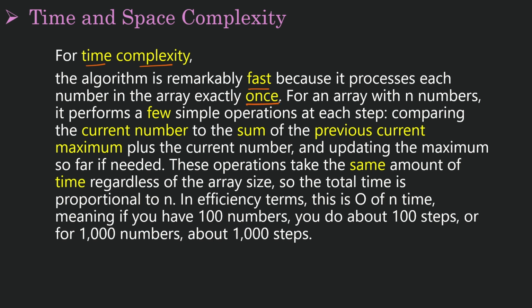For an array with n numbers, it performs a few simple operations at each step, comparing the current number to the sum of the previous current maximum plus the current number, and updating the maximum so far if needed. These operations take the same amount of time regardless of the array size, so the total time is proportional to n. In efficiency terms, this is O of n time, meaning if you have 100 numbers, you do about 100 steps, or for 1,000 numbers, about 1,000 steps.